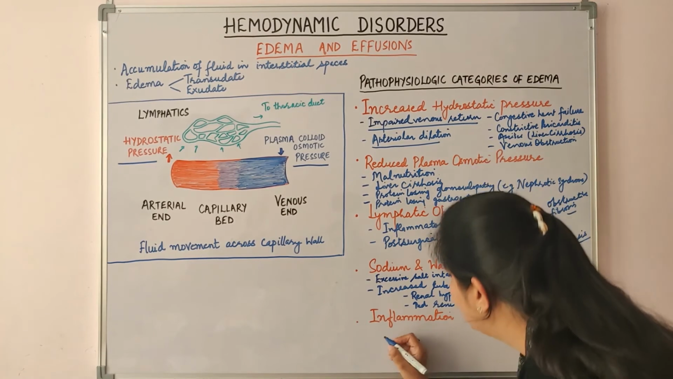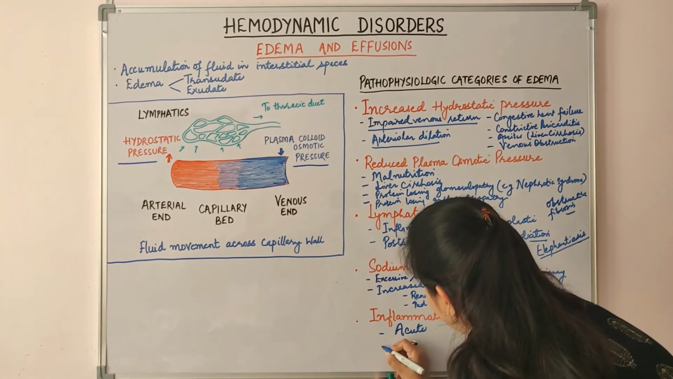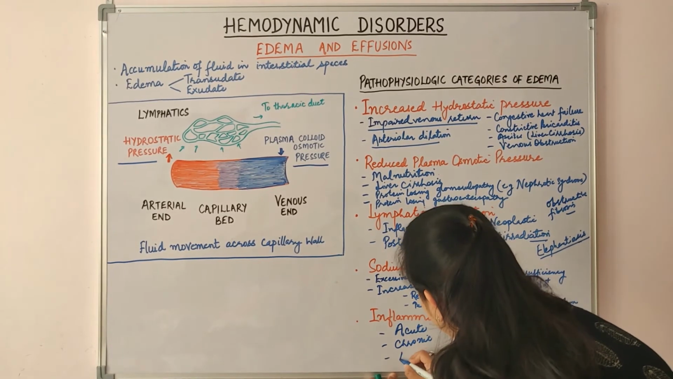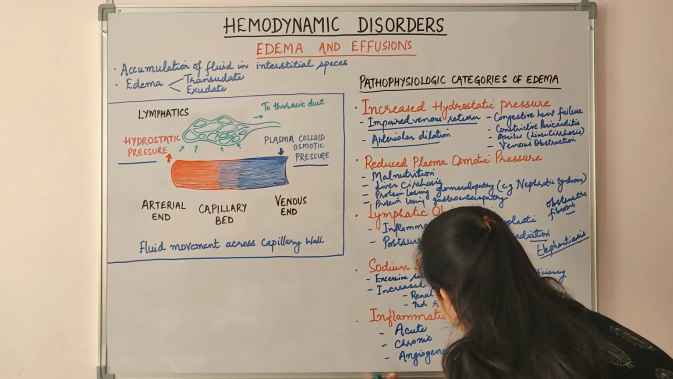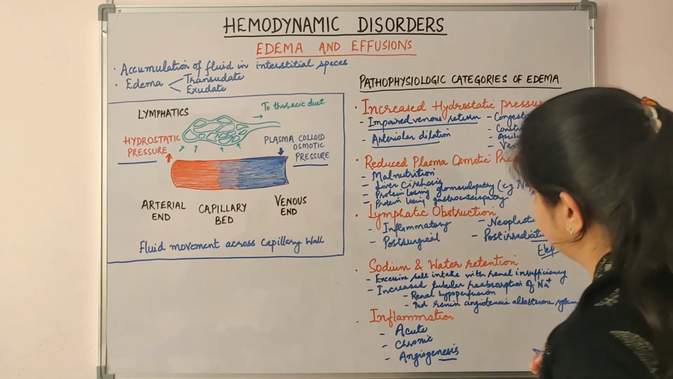Next is inflammation. The cause can be acute, chronic, and in healing, angiogenesis. The new blood vessels are leaky vessels.